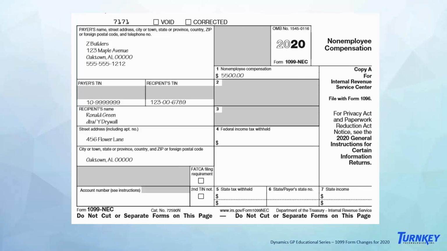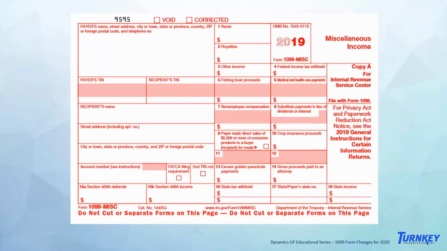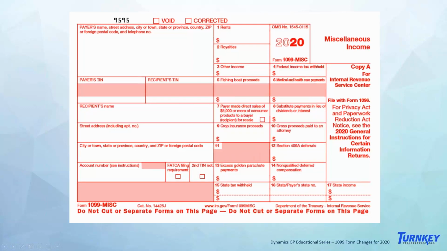Here is a 2019. This is the form you just completed this year. And so you'll notice that the non-employee compensation there in box 7, right? That's what we're using right now. Again, those attorney payments are down in box 14. Direct sales are in box 9. But then when you get to the 2020 form, you can see that box 7 is turned over to direct sales. Gross proceeds to attorneys is box 9. Crop insurance is box 10 is the attorneys. Box 9 is the crop insurance.